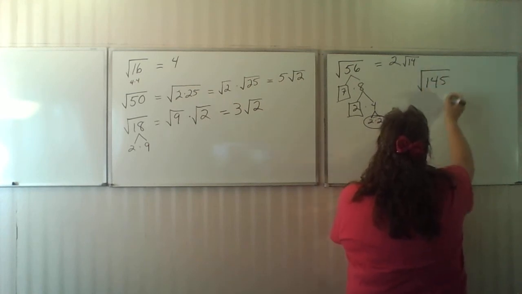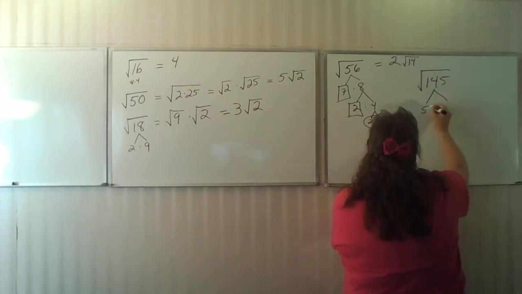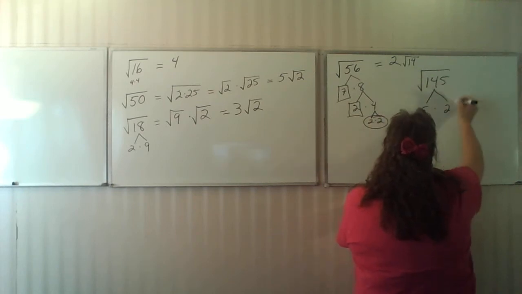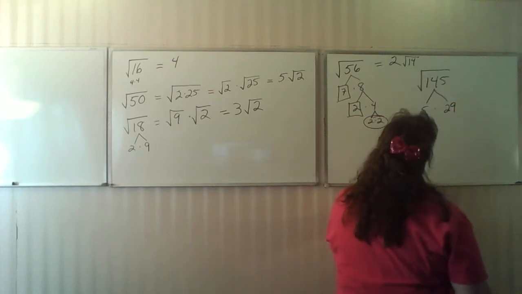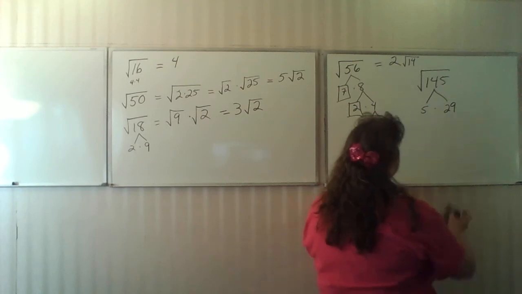Square root of 145. So this is 5 times 29. Again, that won't work. 29 is prime, 5 is not prime.